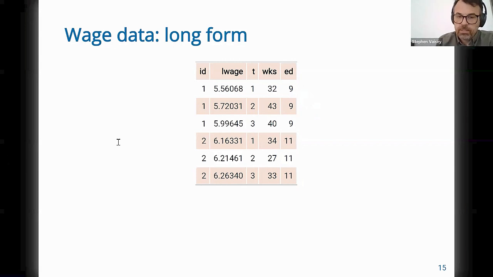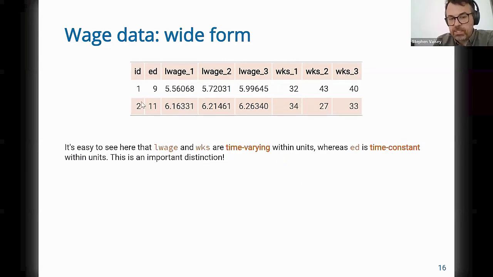Okay. Wide form data looks different. It's 1 row per person. And so we're going to have this person. Here's person one. They have 9 years of education. And you can see here that this is a time constant variable. It's much easier to see that this is a time constant variable because it only appears once in the data set. So here's person one. They have 9 years of education.